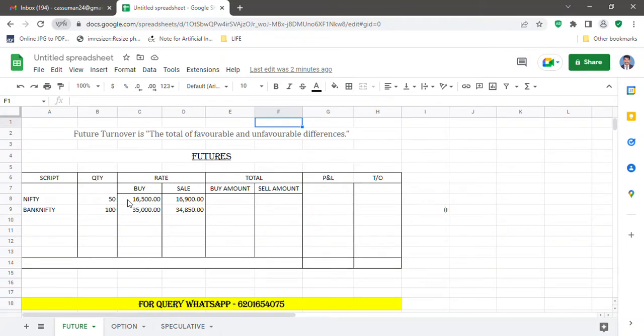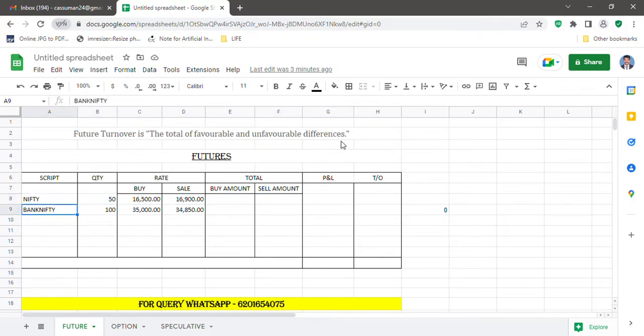Hello friends, in this video we are going to learn how to calculate futures turnover and options turnover. Okay, so let's begin the video. The futures turnover is the total of favorable and unfavorable differences. I think you understood. If not, just wait for some more minutes. You will understand it and will never forget it.